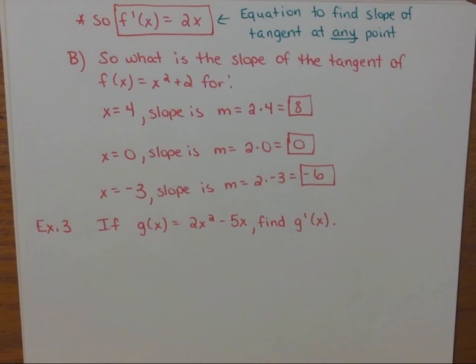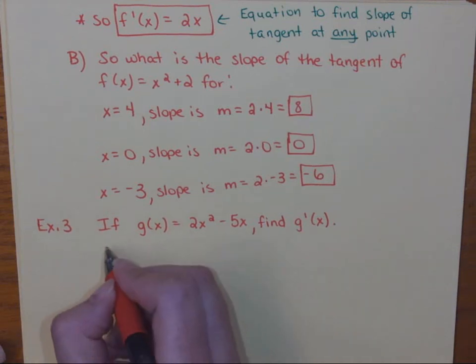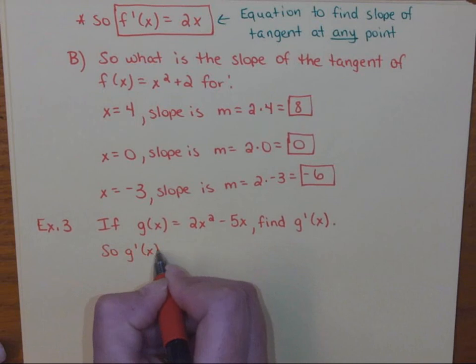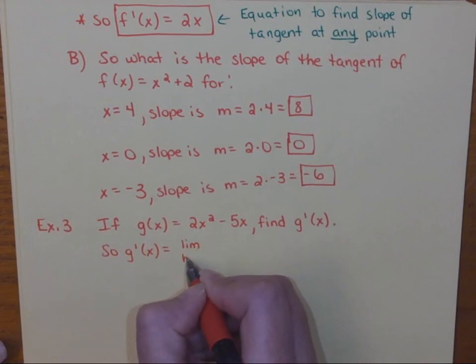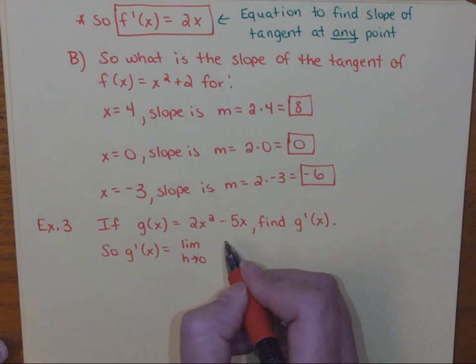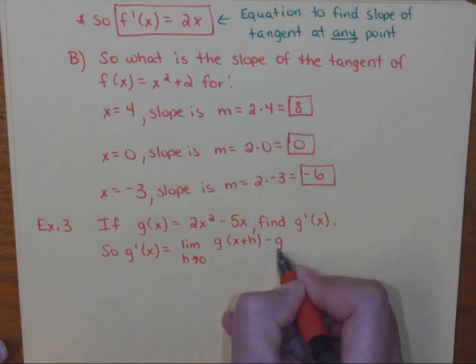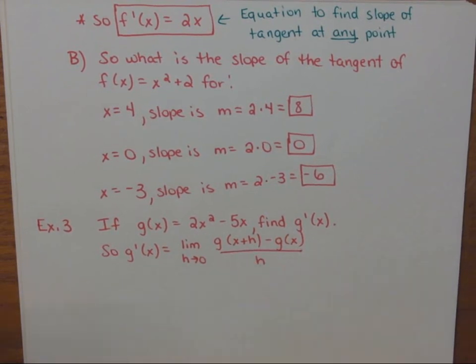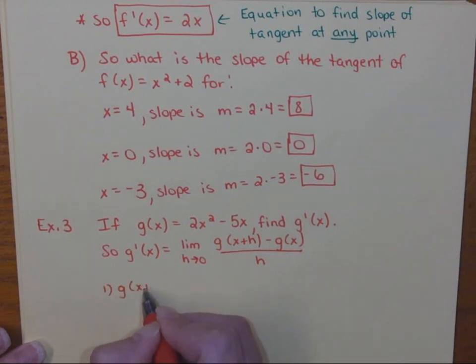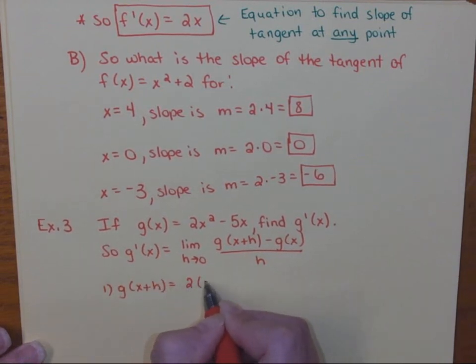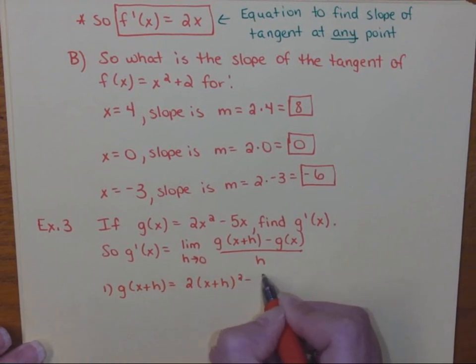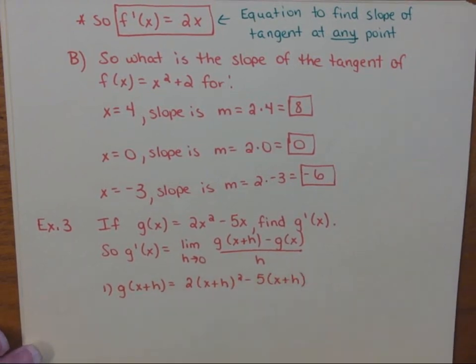Alright, so let's do one more, and then we're going to look at something different. So if g of x is 2x squared minus 5x, find g prime of x. So remember, the formula for g prime of x is that big old long difference quotient limit. So we're going to do this in stages. g of x plus h is going to be 2 times x plus h squared minus 5 times x plus h.